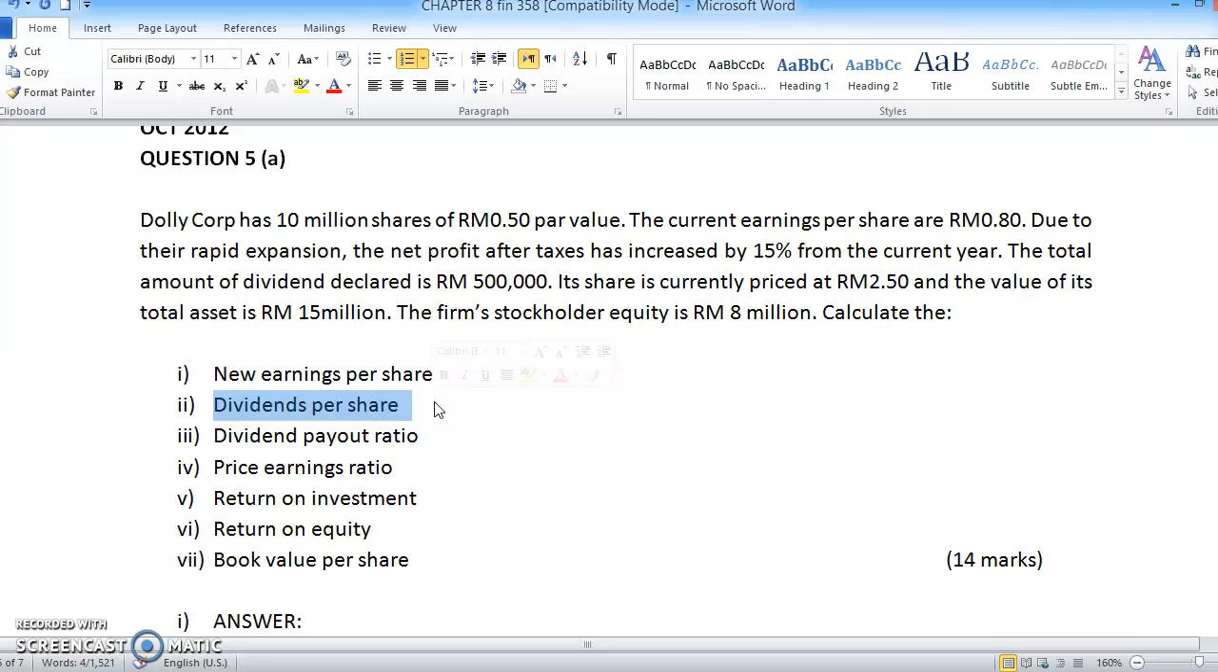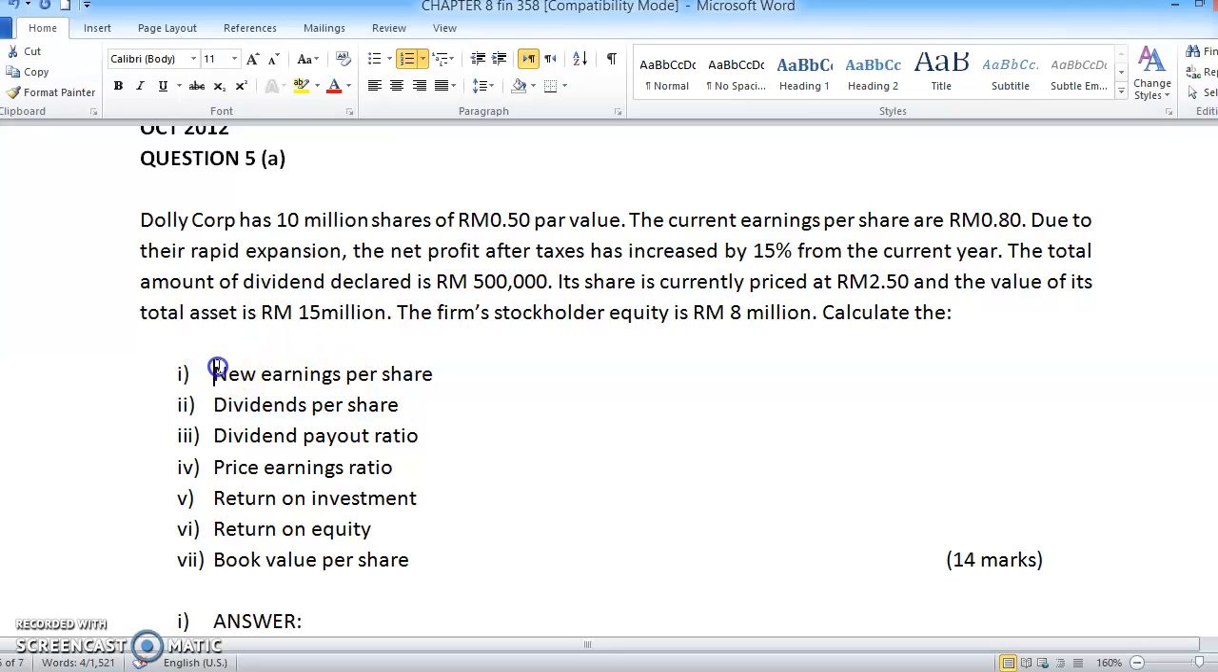EPS indicates how much money a company could make for each share of its stock. So how much money the company could earn or could make for each share of its stock. On the other hand, the dividends per share is the declared dividend for each share to be paid to the shareholder. So jangan tertukar.